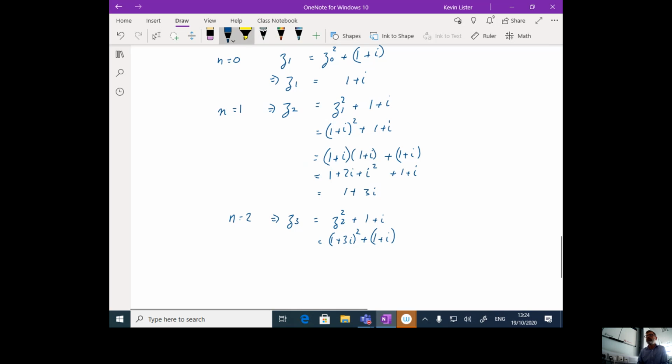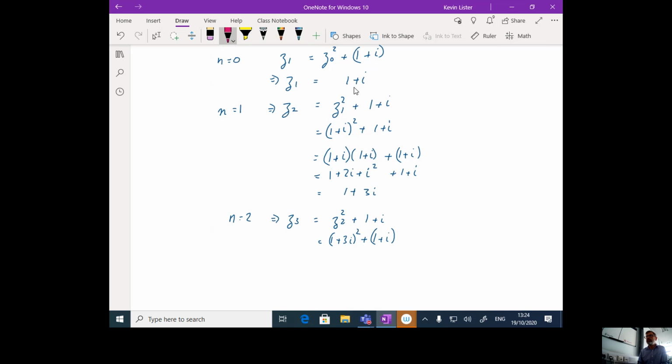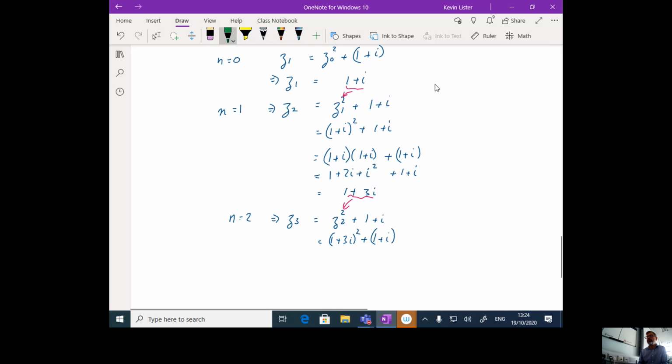Okay, so let's just follow the path of what's happened. This value went into here, and then this value goes into here, and then the process continues. So what else can we do? Well, we also know how to find distances, so we can get the distance of Z1 from the origin from Pythagoras: 1 squared plus 1 squared, which is equal to the square root of 2.